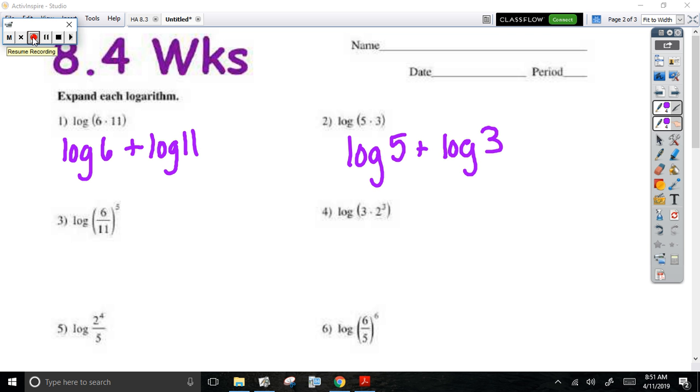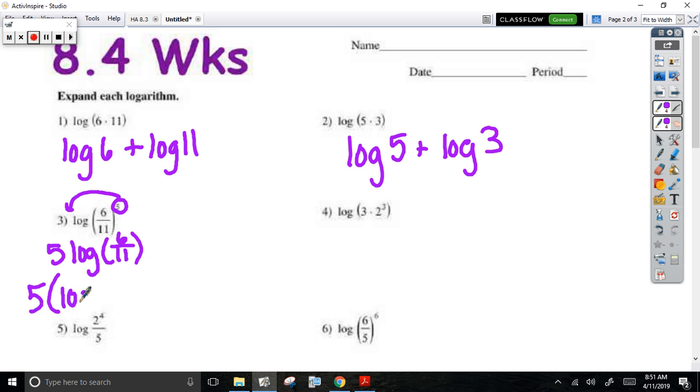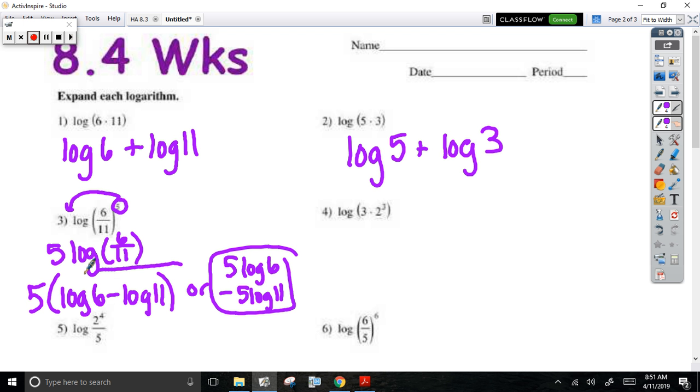In example 3, we have both our power property and our quotient property. So this can come out front, and that would be 5 log of 6/11. And then we can break the division up using the quotient property into the subtraction of two separate logs. And there's two ways you can write it. You can either have 5 outside of a parentheses, log 6 minus log 11, or you could do 5 log 6 minus 5 log 11 and actually distribute. Either one of these is acceptable.